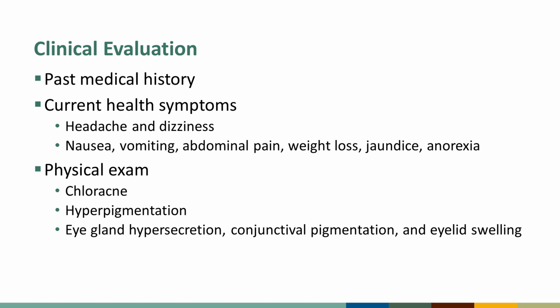When assessing the past medical history, ask about skin lesions, history of hepatitis or other liver disease, cancer, developmental history, and gynecologic history. Current health symptoms that may point to PCB exposure include headache and dizziness. Patients with liver toxicity may experience symptoms such as nausea, vomiting, abdominal pain, loss of appetite, weight loss, and jaundice. On physical exam, there may be skin findings of chloracne and hyperpigmentation, as well as eye findings such as gland hypersecretion, conjunctival pigmentation, and eyelid swelling.